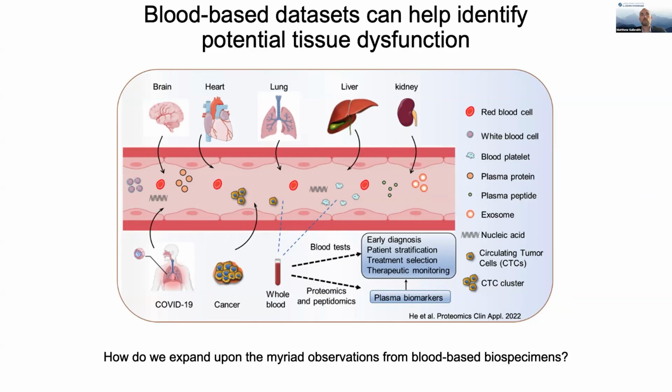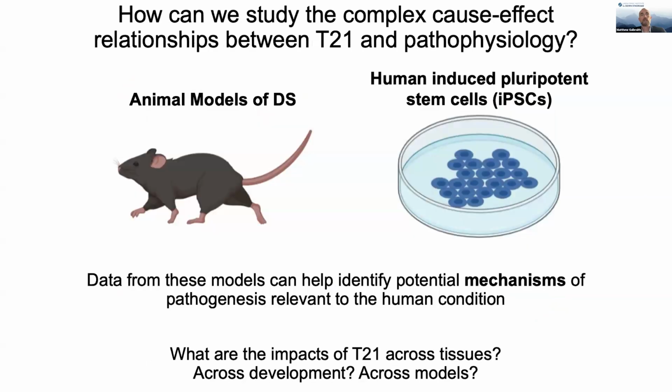Given that we know that trisomy 21 affects nearly every tissue, it's fairly difficult to get some of those samples, and in many cases unethical. Moreover, we really cannot adequately establish cause and effect there. And so that's where we need to turn to experimental models, right? So we can study these complex cause-effect relationships.